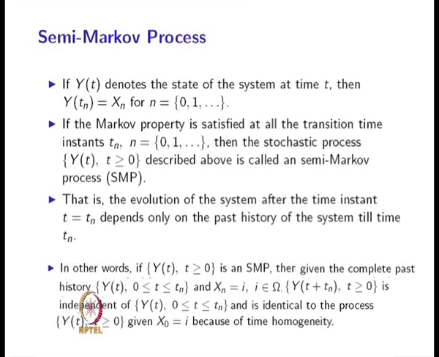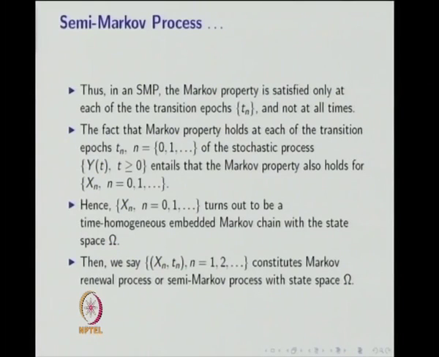So, it is very important: when the Markov property is satisfied at the transition time instants Tn, then the stochastic process is called a semi-Markov process. Thus, in a semi-Markov process, the Markov property is satisfied only at each of the transition epochs and not at all times. This is very important. The Markov property is satisfied only at each of the transition epochs Tn, not at all the times.